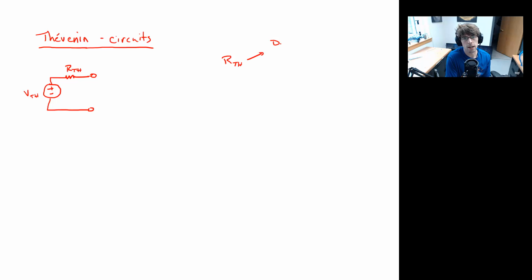One way is deactivate sources, and I should say the independent sources, and find REQ, the equivalent resistance. Or a second way is to find the potential difference for the open circuit. In other words, remove the load, measure the potential difference, and then find the short circuit current. Drop a wire between the terminals and find the current through the wire. So that's how we get that guy.